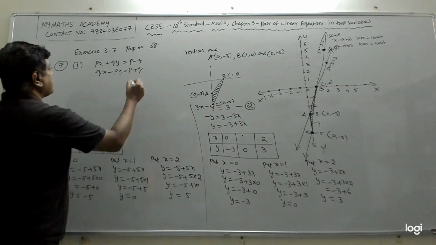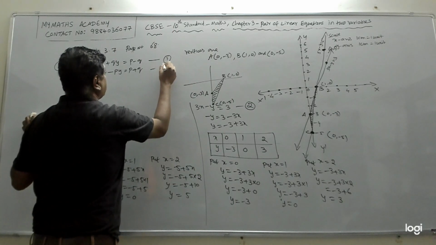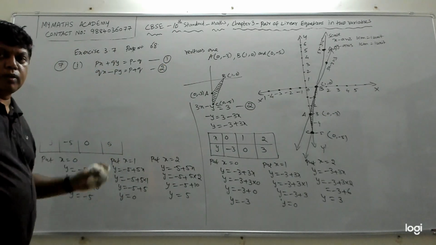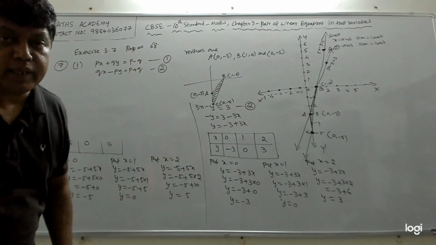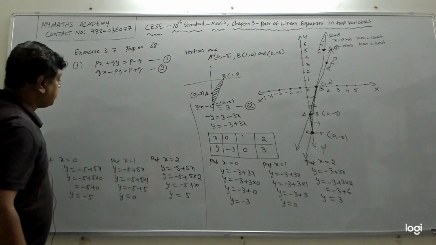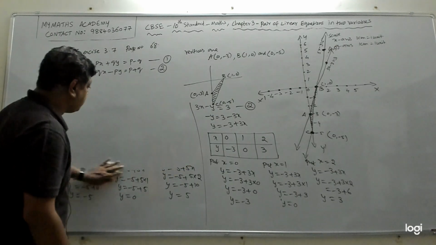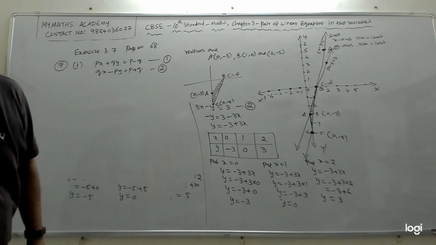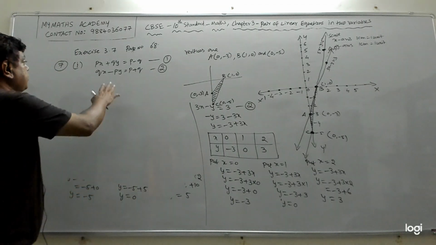So this is equation 1 and equation 2. We have to find the values of x and y. Here P and Q are constants, and x and y are the variables. So solve the following linear equations, which means we need to find x and y.